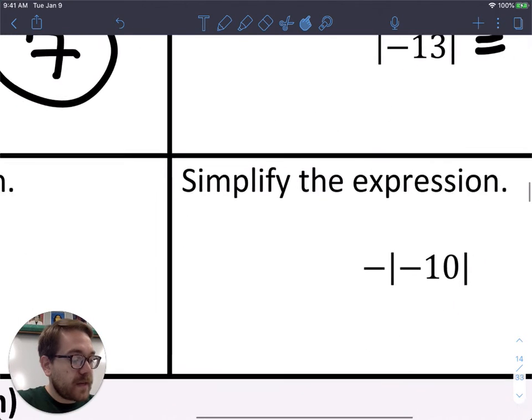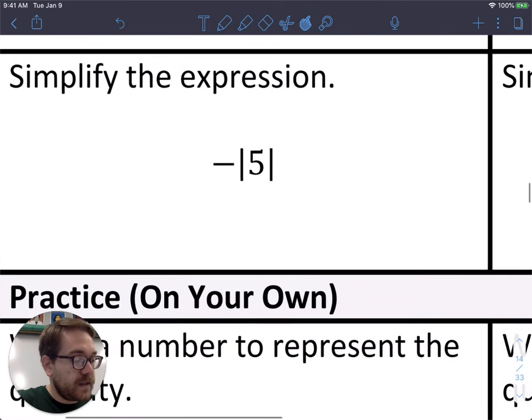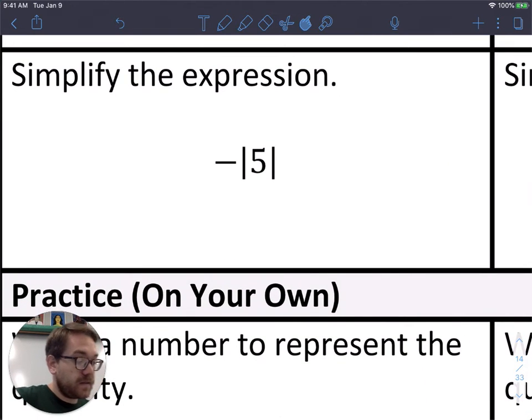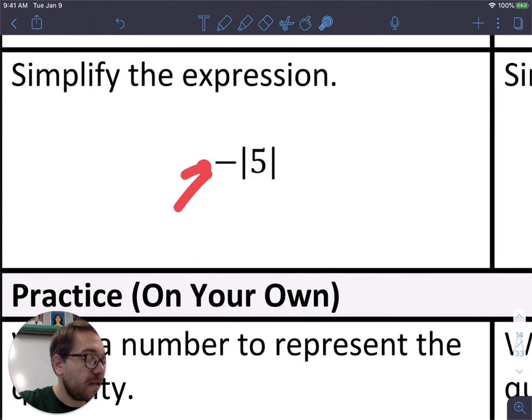Let's look at a couple more examples of different things that you might see. Simplify this expression. We have the absolute value symbols with 5 in it, so we're finding the absolute value of 5, but we also have this negative symbol out here. The negative is outside the absolute value, so we're going to do what's inside the absolute value first, and then we'll apply the negative to it. Technically it's being multiplied to it, but we can talk about that at another time. So we have the negative absolute value of 5.